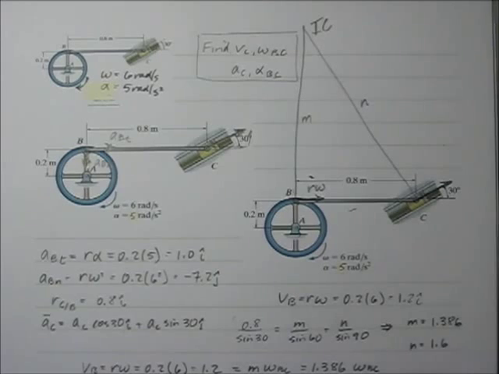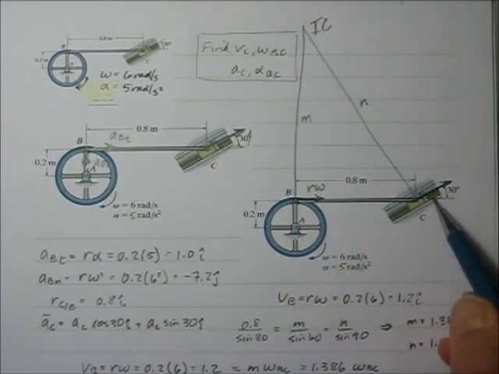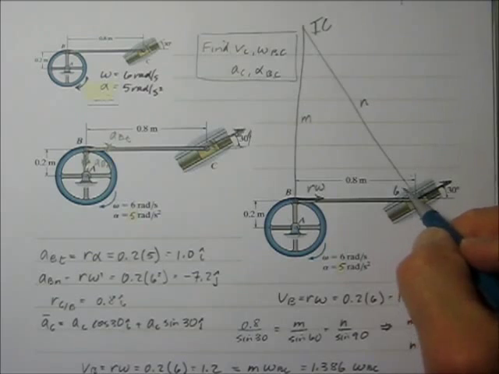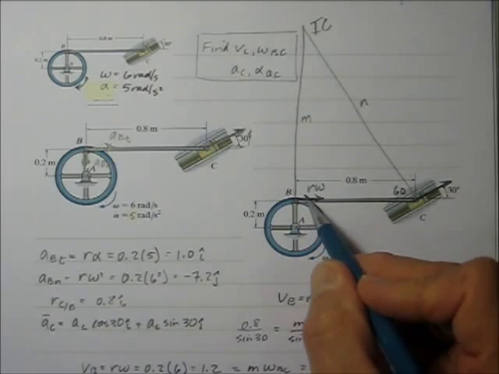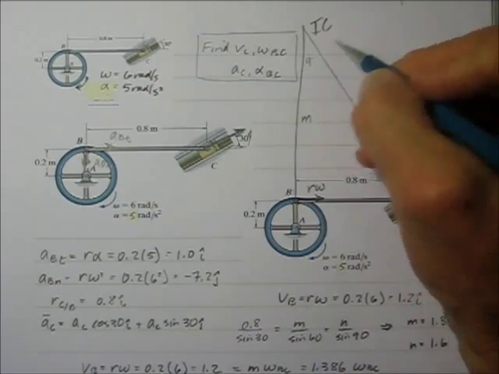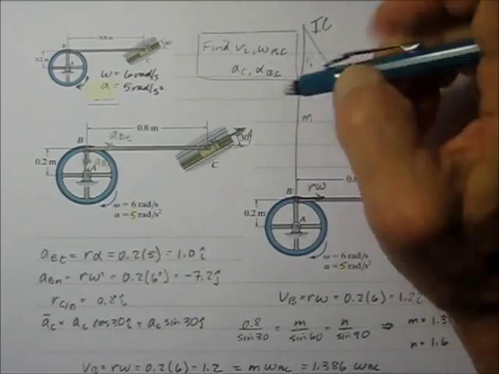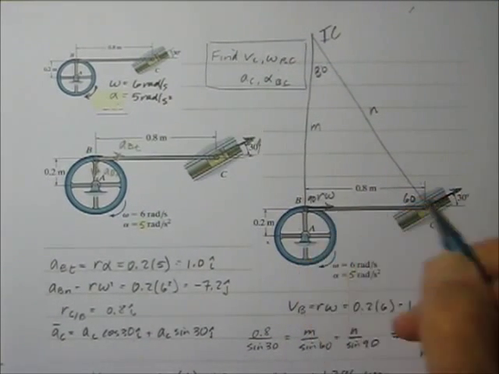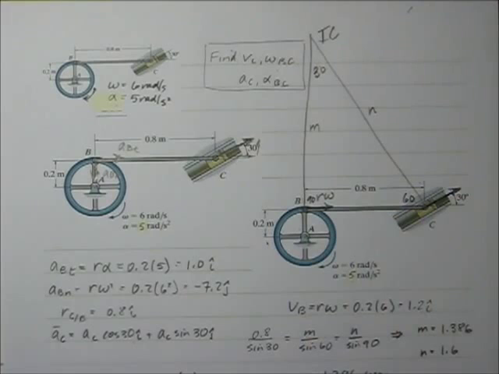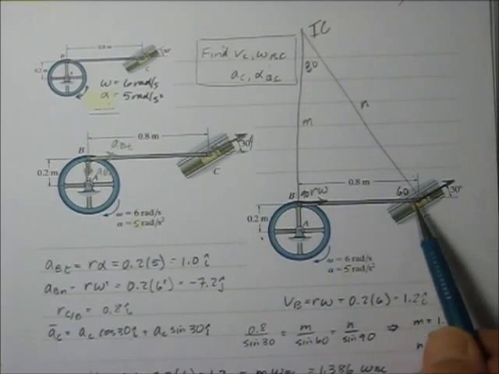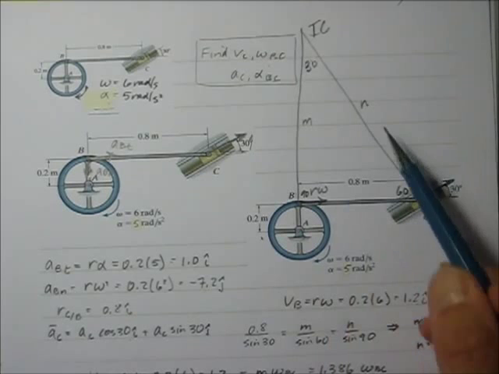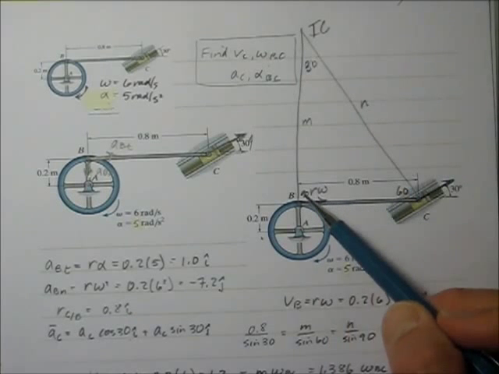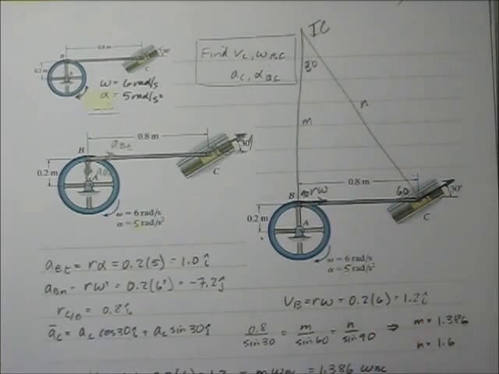Now, what are our angles? If this is angle 30, this is angle 60, which makes that angle 30, which makes this angle 60. If this is a 90 degree, which obviously makes that one a 30-degree angle up there. All right, and then this is 90. So now I can use the sine law to find out the values of M and N. I'm going to say that M over the sine of 60 is equal to N over the sine of 90, which is equal to 0.8 over the sine of 30.